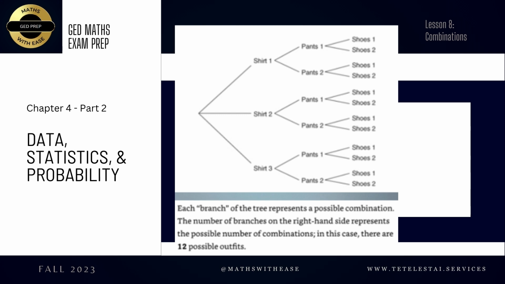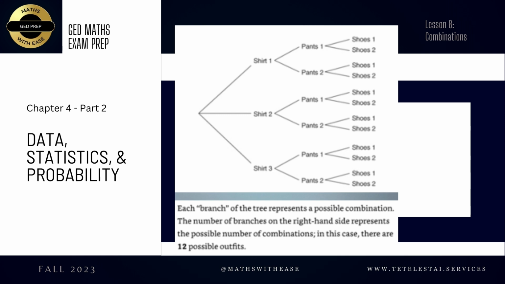So each branch of the tree here represents a possible combination. As we've just discussed, the number of branches on the right-hand side represents the total possible number of combinations. In this case, there are 12 possible outcomes on the right-hand side here, okay?